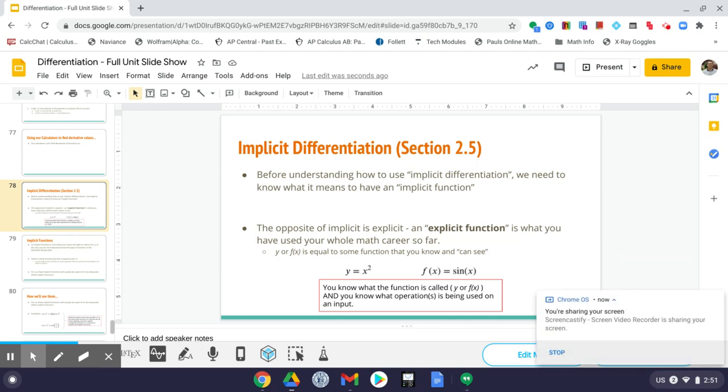Hey guys, so this is implicit differentiation, and if you are following along with our sections in the textbook, it is section 2.5. So just as a forewarning, this is going to seem maybe a bit strange at first, and admittedly, this video is designed to introduce the topic of implicit differentiation and go over exactly how you differentiate implicitly.